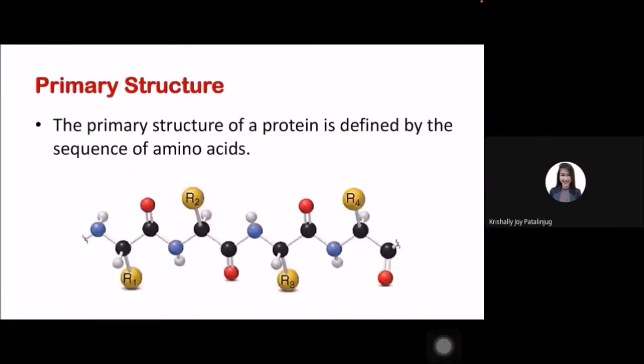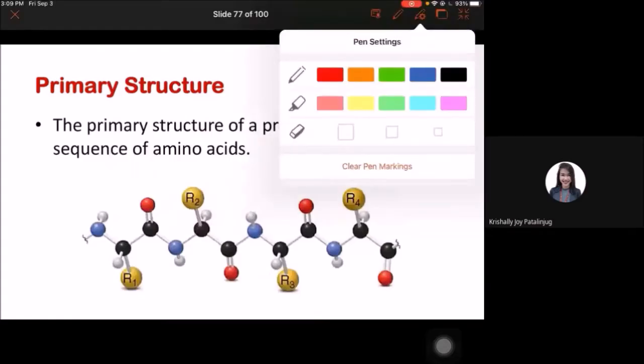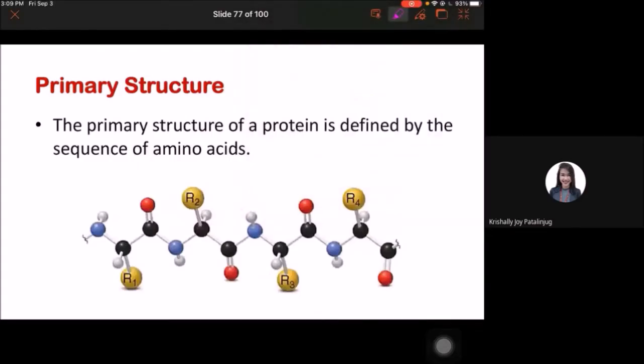So, take note again of these four levels: the primary, secondary, tertiary, and quaternary structure. These are the considerations, or determinants, that we should study for a protein to be functional. Okay? So first, we start with level 1, which is the primary structure.